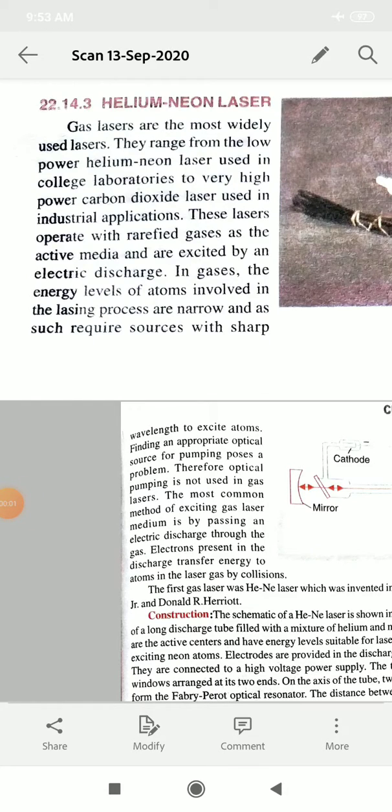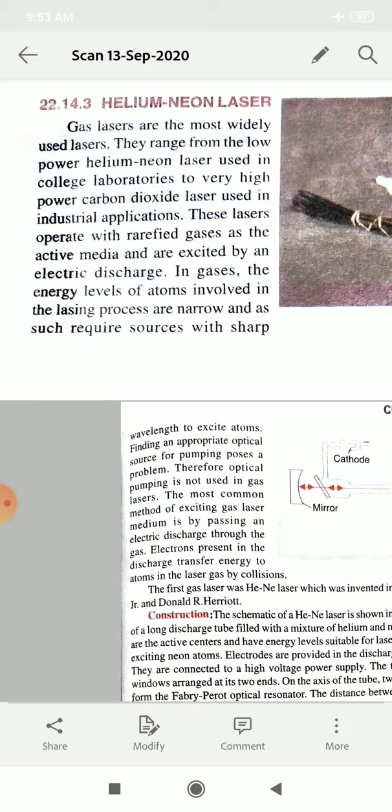Now we start with the helium neon laser. Gas lasers are the most widely used lasers. They range from the low power helium neon laser used in the college laboratory to a very high power carbon dioxide laser used in industrial applications.